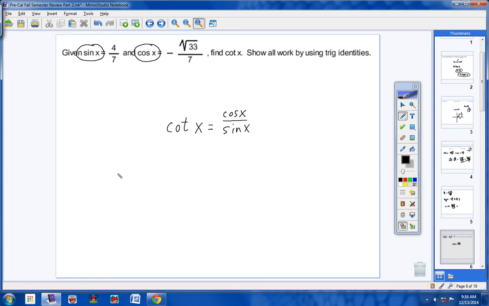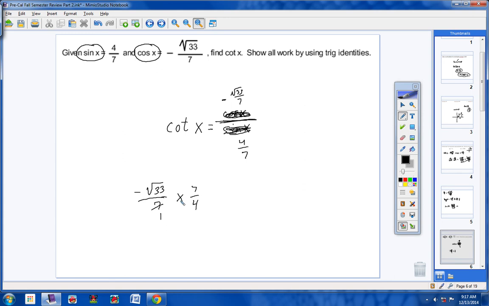Okay? So, for cosine right here, I'm going to put negative square root of 33 over 7. And for sine, I'm going to put 4 over 7. So we take our top fraction here, negative square root of 33 over 7, divided by 4 sevens. And of course, if it's divided by 4 sevens, I'm going to flip the fraction and multiply. So times 7 fourths.